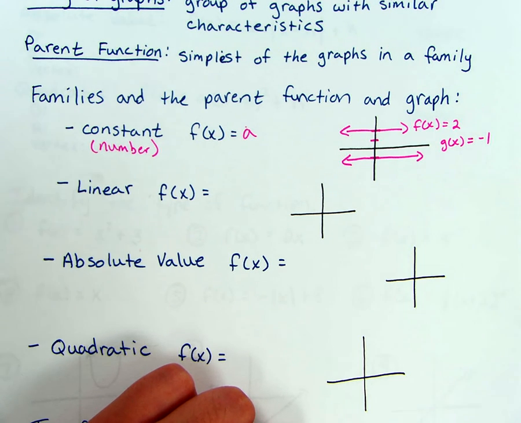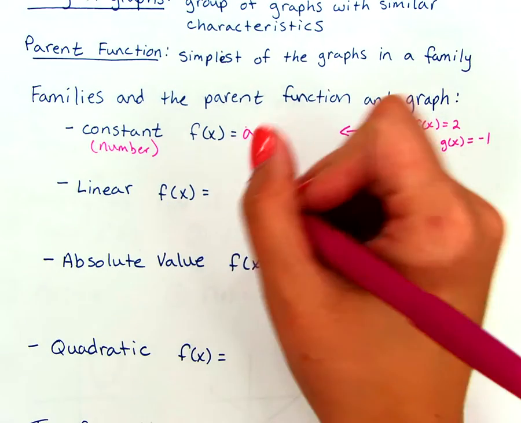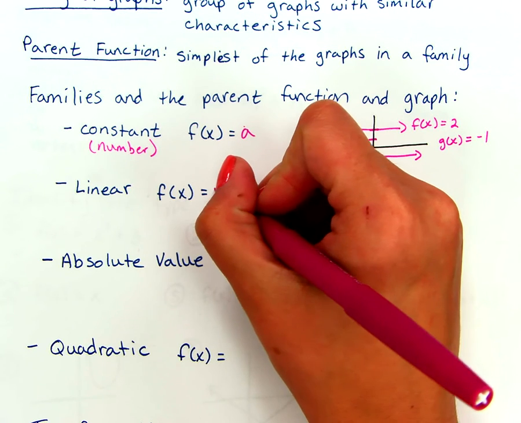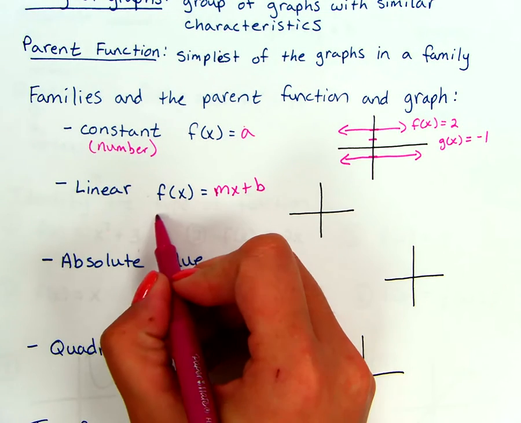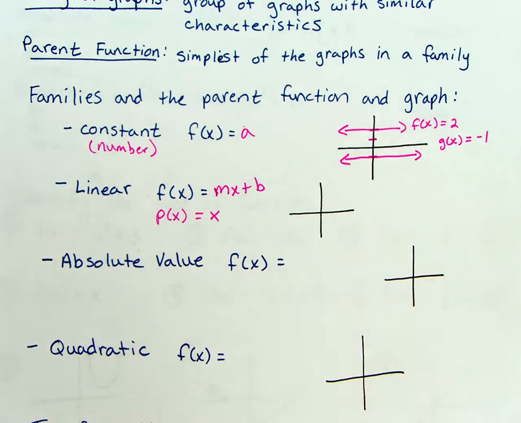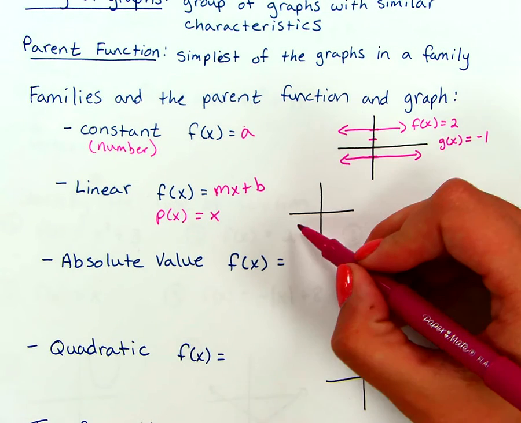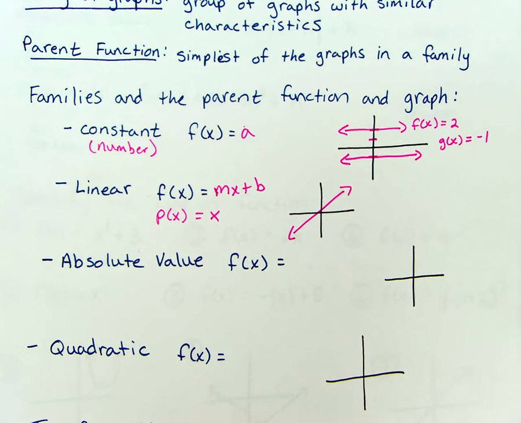Okay. Our next one is our linear equation, and our general one we know as y equals mx plus b. And then our parent function, so the very basic graph, is just x, so y equals x. So it's going to be a straight line. It's going to have a diagonal to it. So it's going to look something like this.